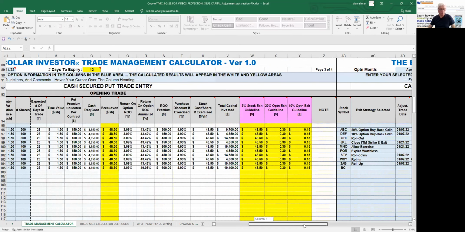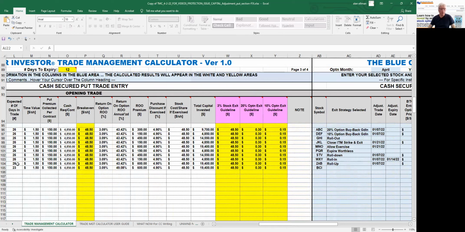Section 2, the spreadsheet will calculate the number of days in the trade if you take it through expiration, your time value per share and for the total number of shares or per contract, and then the cash required, which is the put strike minus the put premium. And that is the dollar amount per contract. Now it will give you your break-even price point, which is the strike minus the premium. Okay, and then it will give you a return on your option. And based on the number of days in the trade, it will give you your annualized return on the option.